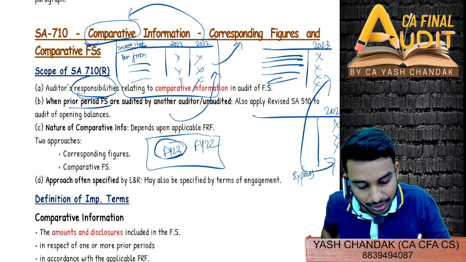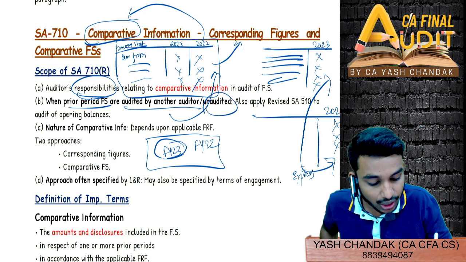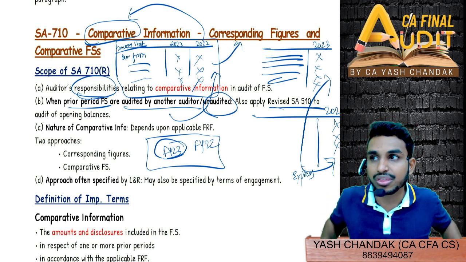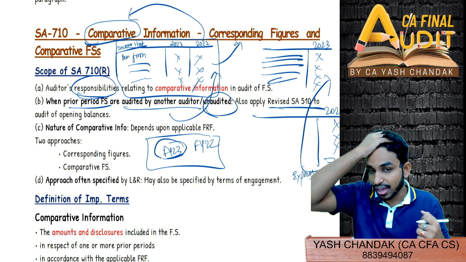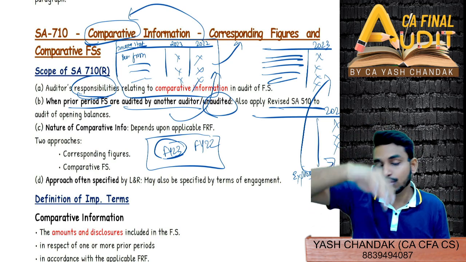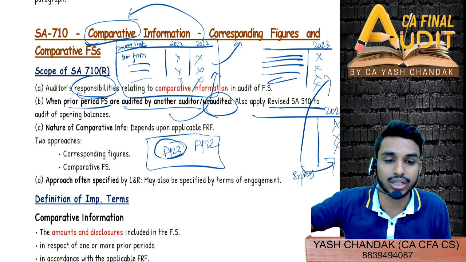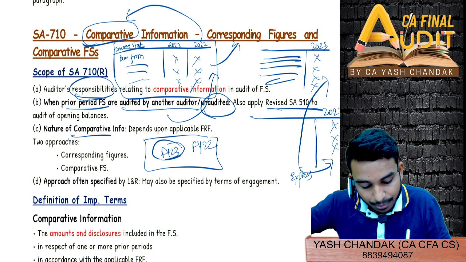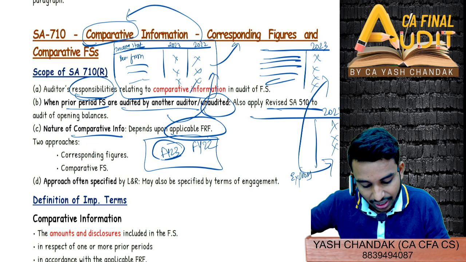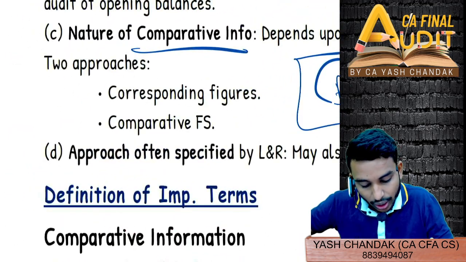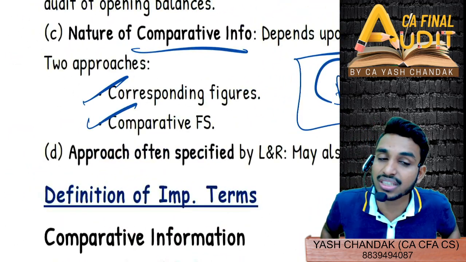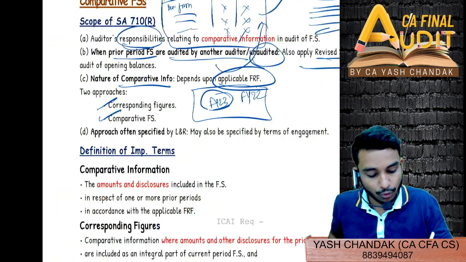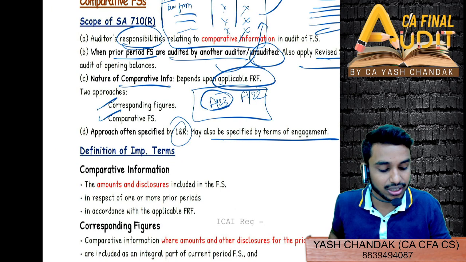Then if prior period financial statements are audited by another auditor or are unaudited, you will also have to apply revised SA 510, because this is something new for us as an auditor. It was either unaudited or done by another auditor, so you have to apply SA 510 as well. The nature of comparative information will depend upon the applicable FRF. It could be corresponding figures, or it could be comparative financial statements. The approach is often specified by law and regulation, and may also be specified by the terms of engagement.